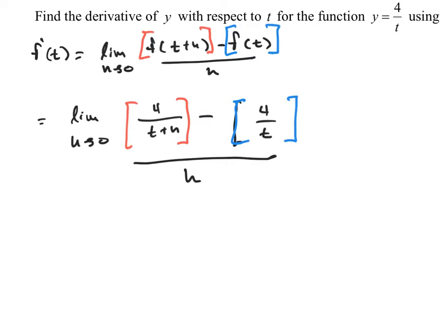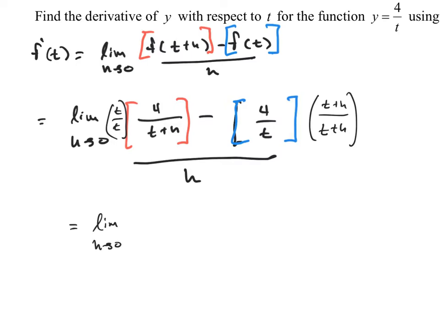I need to multiply by whatever it's missing. So the second one is missing the denominator from the first one, which is t plus h. So I'm going to multiply it times t plus h over t plus h. And this first one's missing the second denominator, which is simply t. So I'll multiply the numerator and denominator by t over t. Okay. So let's have the limit as h approaches 0.